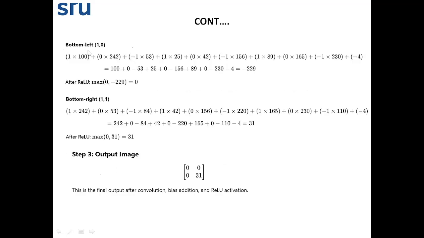Then bottom left, again the convolution part. Then apply the ReLU function. Here we get 0. Bottom right, apply convolution, then apply the ReLU function. We are getting here 31. Output image: this is the matrix of the final output after convolution, bias addition and ReLU activation function.